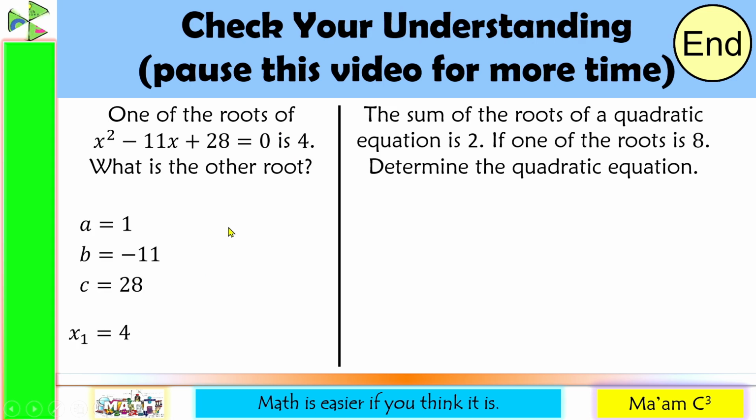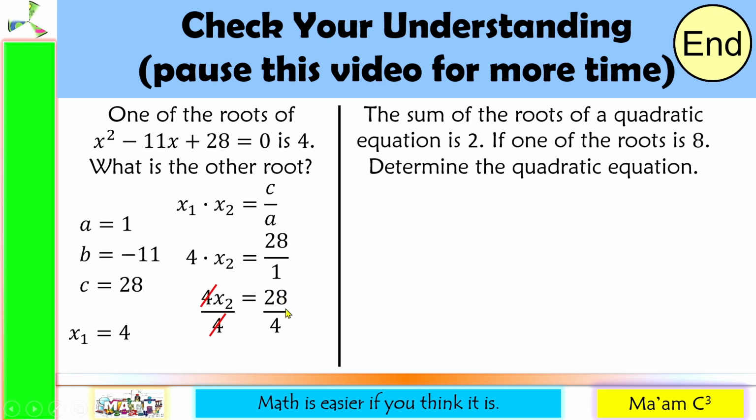The product of the roots is equal to C over A. Product of the roots, the first root multiplied with the second root. We have the values of x of 1, C, and A. Let us substitute those. 28 divided by 1 is 28. To solve for the value of x of 2, we have to divide both sides by 4. This 4 here will cancel out, and 28 divided by 4 is equal to 7. So this is the second root. X of 2 is equal to 7.